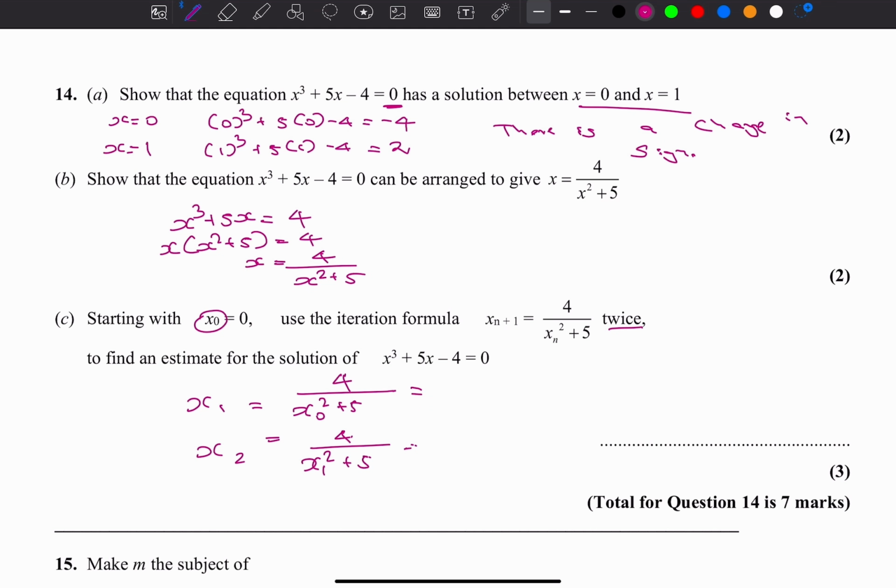So x naught is 0 and you press equal to, so you go 4 over answer squared plus 5, which will make it 4 over 5, which will make it 100 over 141. There you go. That's the answer.